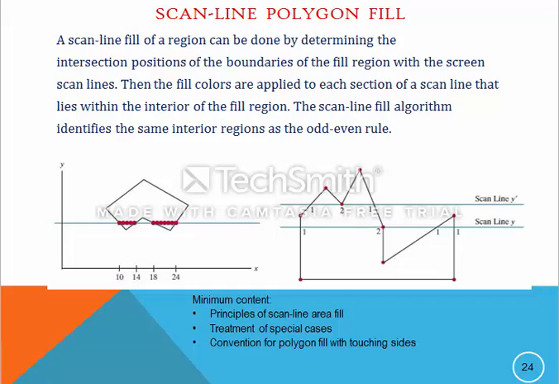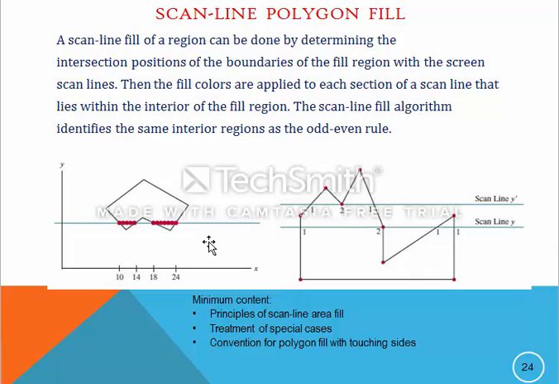Next, scanline polygon fill. A scanline fill of a region can be done by determining the intersection positions of the boundaries of the filled region with the screen scanlines. Then the fill colors are applied to each section of a scanline that lies within the interior of the filled region. The scanline fill algorithm identifies the interior regions using the odd-even rule.